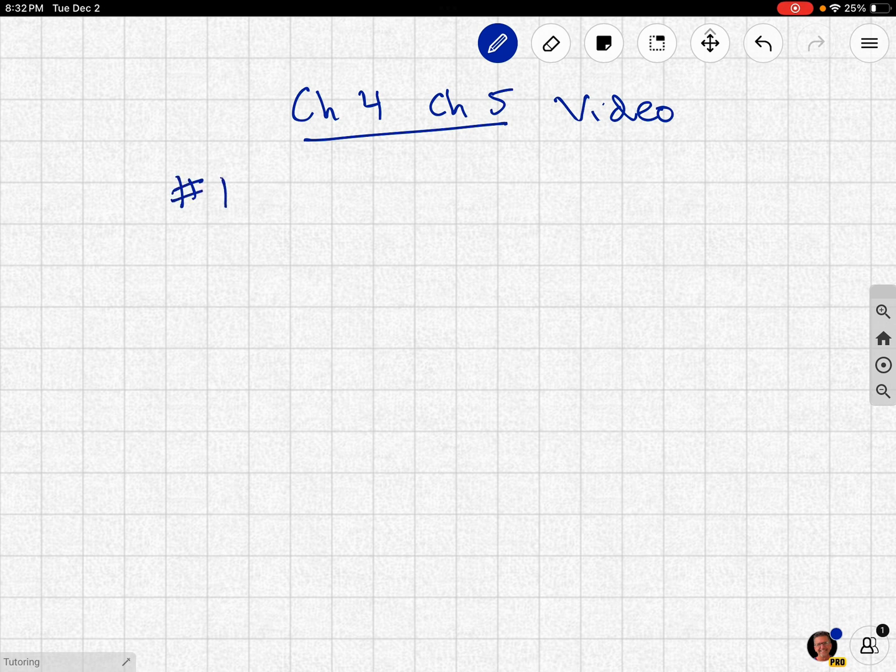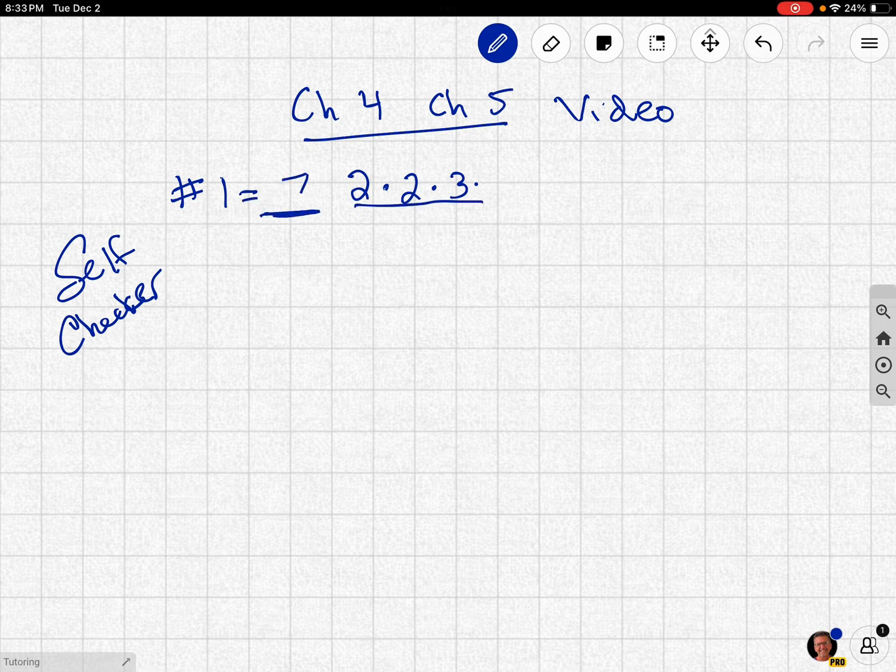The problem number one, we're doing the self-checker part of this test prep for chapters 1 to 5. And number one, I already kind of went over that with you, but if your answer is, say, 2 times 6, no, it can't be 6 because that's not a prime number. Let me undo that. 2 times 2 times 3 or something, then in the self-check for number one, you are going to write 7 because 2 plus 2 plus 3 is 7.